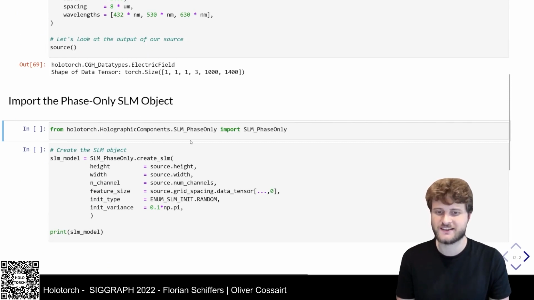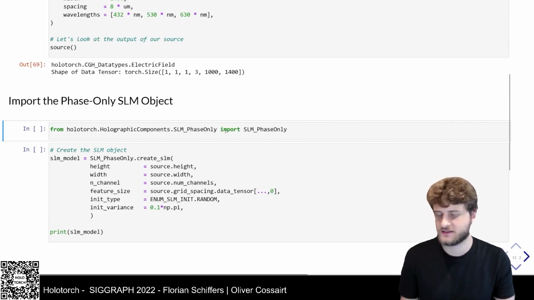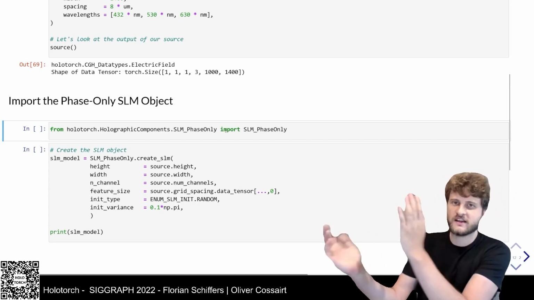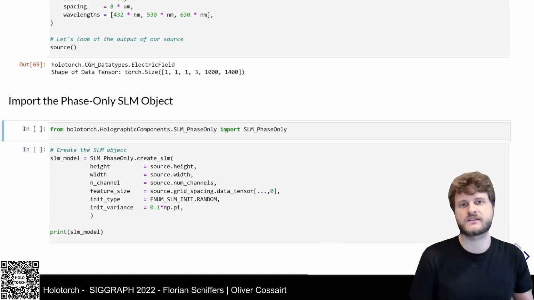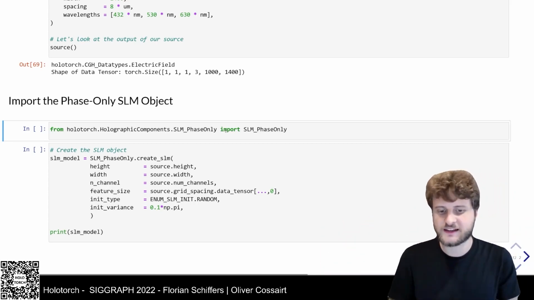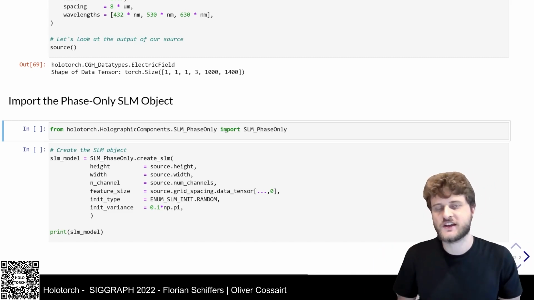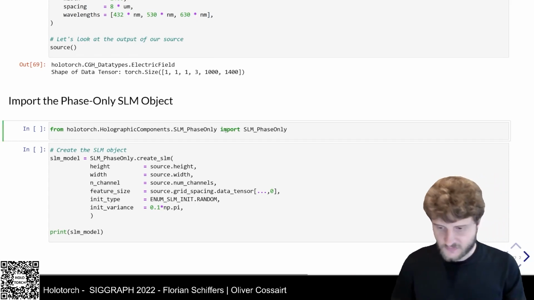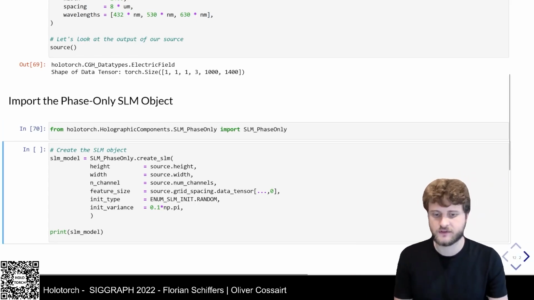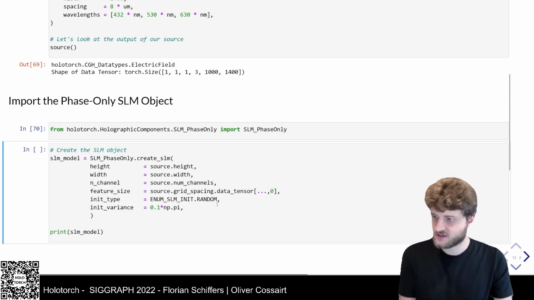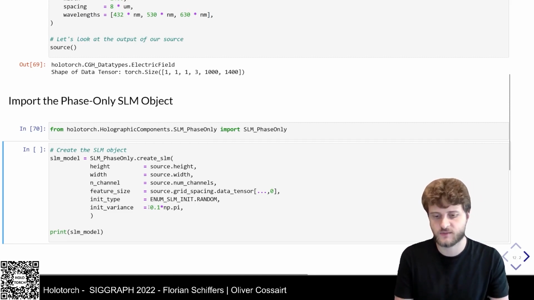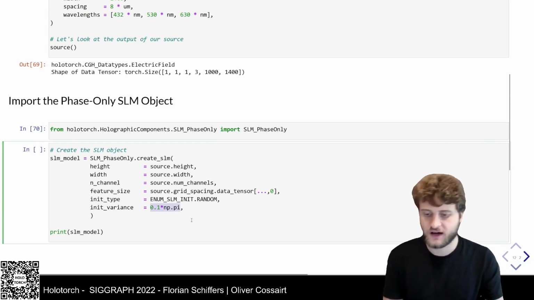Next would be that we initialize the SLM object. Basically, an SLM is an abstract object which a field comes into and outputs a field, and it interacts with this field. And this is SLM phase only. There are different implementations of the SLM that we've implemented, and this one basically just changes the phase at each pixel. We have to define height and width, the number of channels, the feature size of this SLM. We're going to give it a random initialization. It means the phase values of this SLM are initialized randomly, and the pixels are going to vary slowly, with a variance of 0.1 pi.